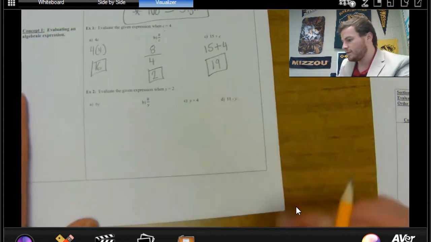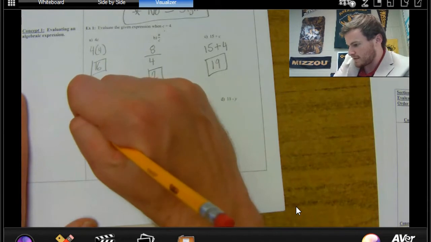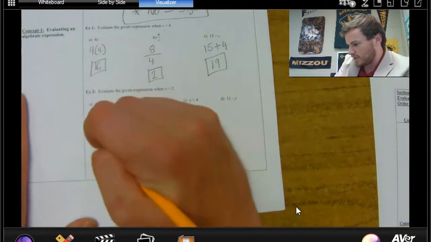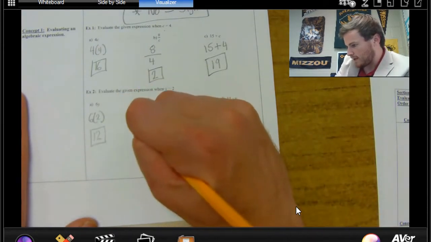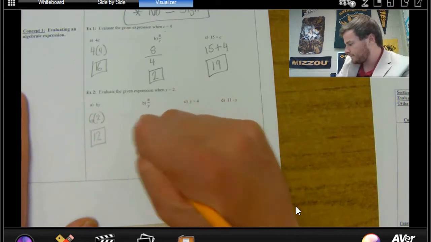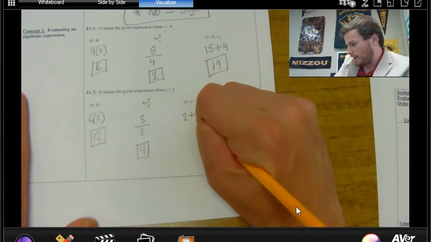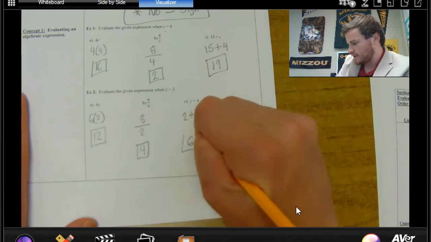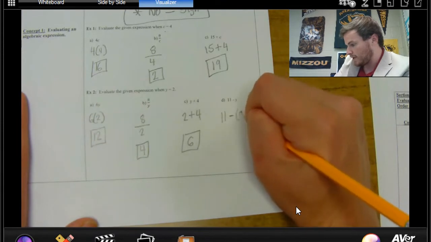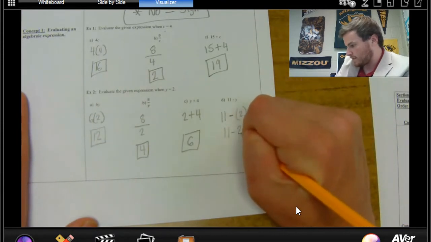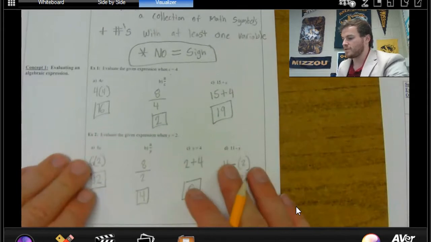Now, example number 2 is pretty similar, but in this case, y equals 2. So instead of 6 times y, it's 6 times 2. 6 times 2 equals 12. Put a box around it. 8 over y is 8 over 2. That equals 4. Put a box over it. y plus 4 is really 2 plus 4. Add them together, you get 6. Lastly, it's 11 minus, you just put in 2 here. It's the same thing as 11 minus 2, which is 9. Box it. All right, that is our first page, first example.